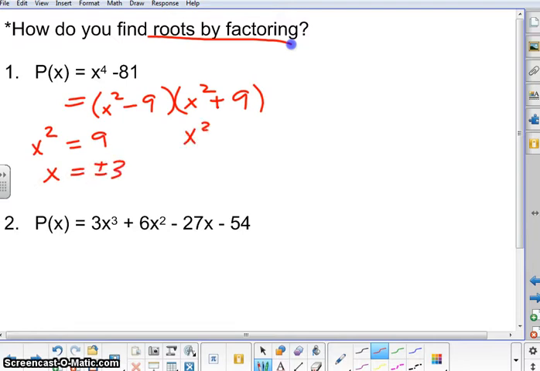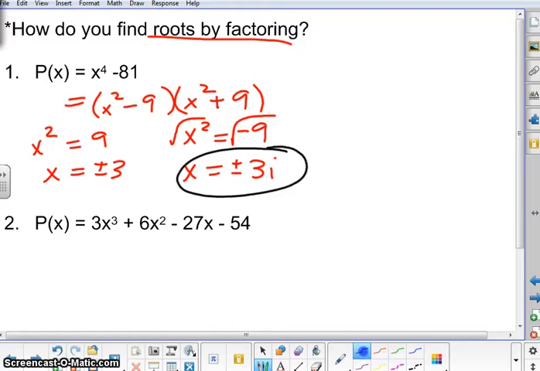Same thing on this one. If I use the zero product property, I get x squared equals negative 9. And if I take the square root of both sides, notice I have a negative inside of there, so it's going to be plus or minus 3i. So this is referring to complex roots always occurring in pairs. That will always happen. You're going to have plus or minus and then the 3i. So just to emphasize, imaginary roots come in pairs.